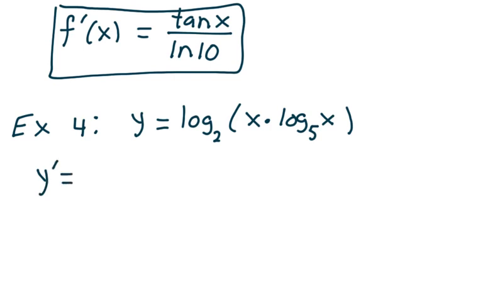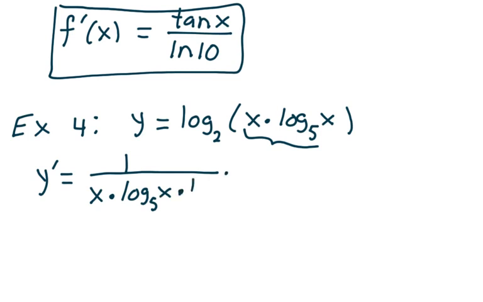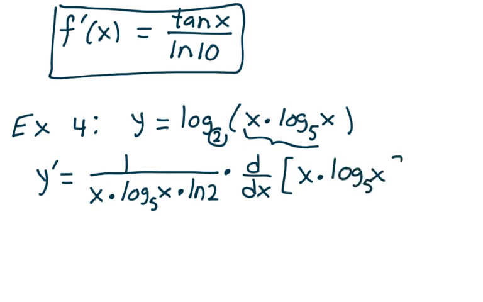So if I want the derivative, okay, I'm going to take 1 divided by, instead of an x, it's going to be x times log base 5 of x. So I'm going to write x times log with base 5 of x times natural log of 2, right? Because the base is 2. But remember, by the chain rule, you have to multiply by the derivative of x times log base 5 of x.